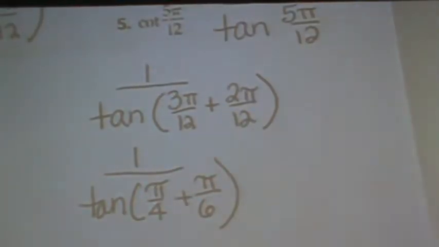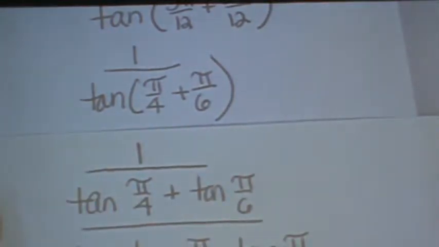So we're going to do the identity, but all the action is really happening in the denominator here. So here we go. Here it is. 1 over. So how do you break up this identity? It'd be the tangent of the first angle plus the tangent of the second angle all over 1 minus the tangent of pi over 4 times tangent of pi over 6. So now this is where we replace everything.